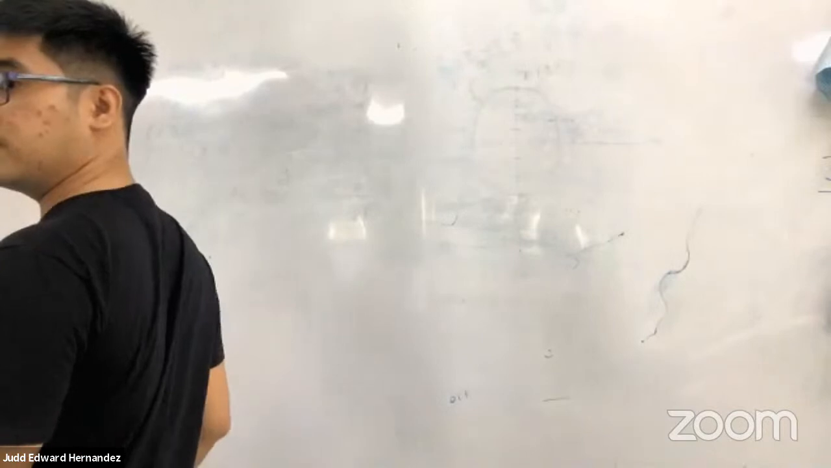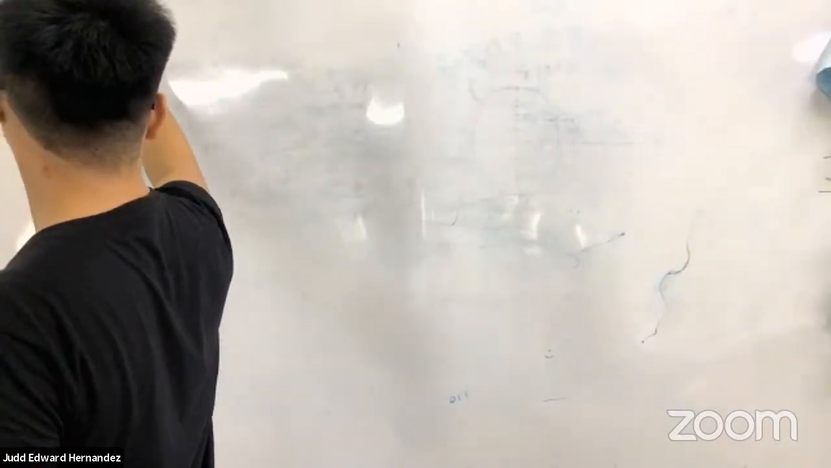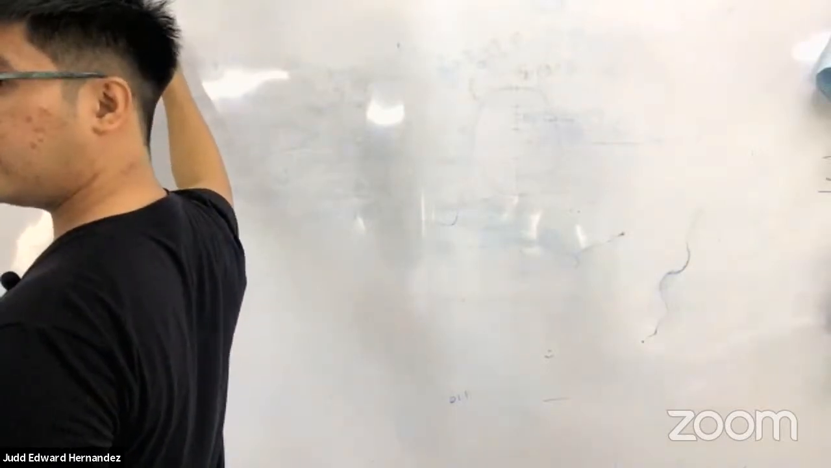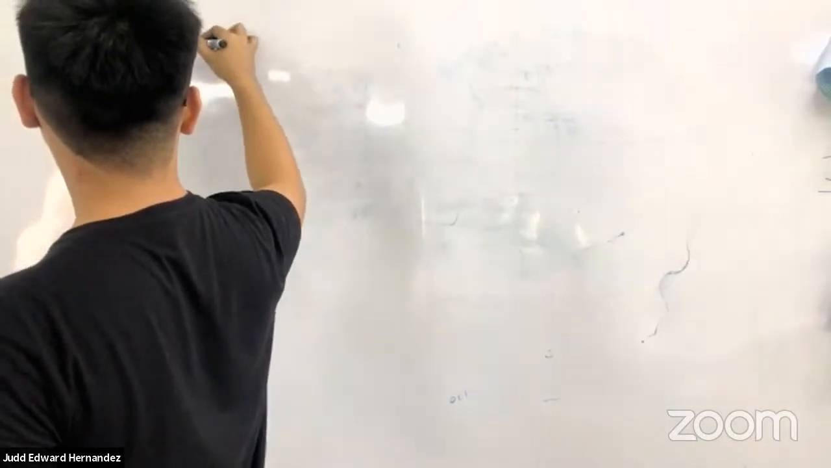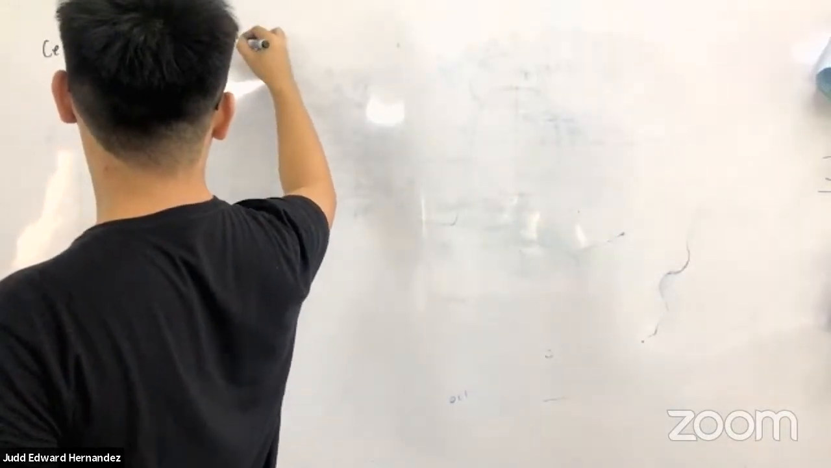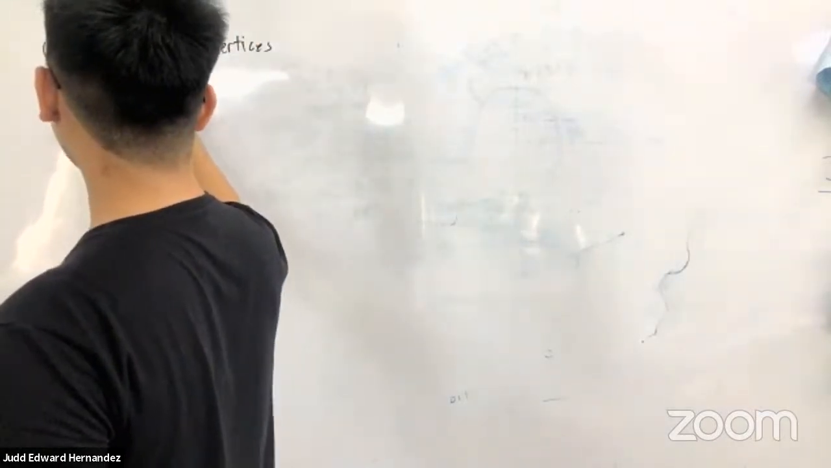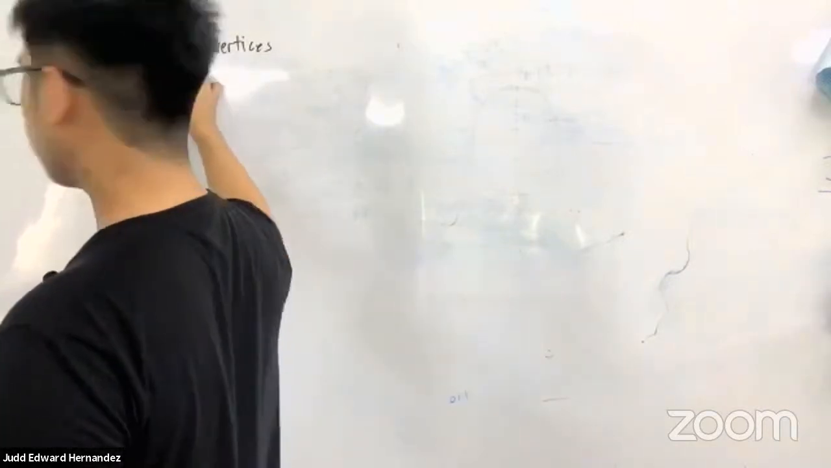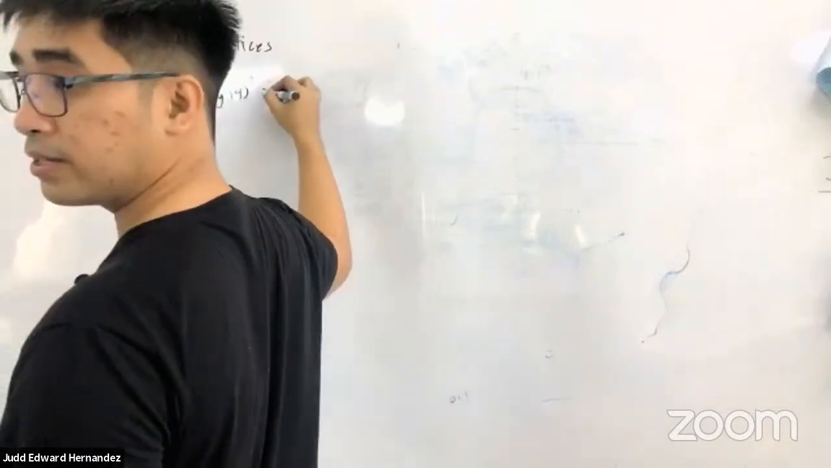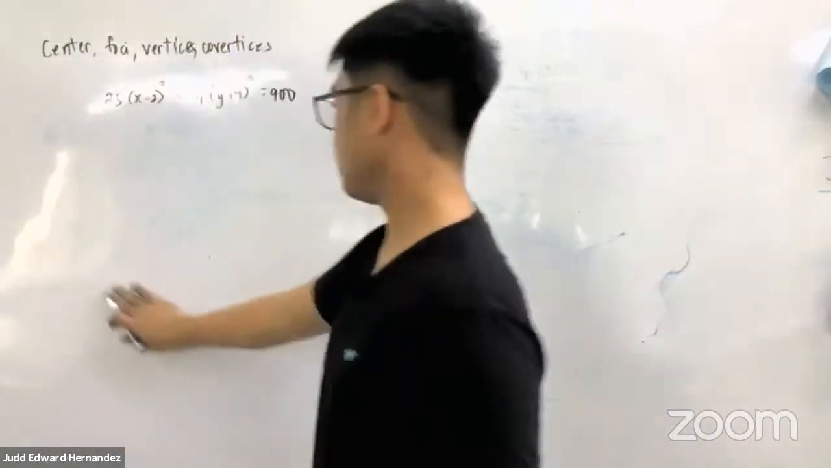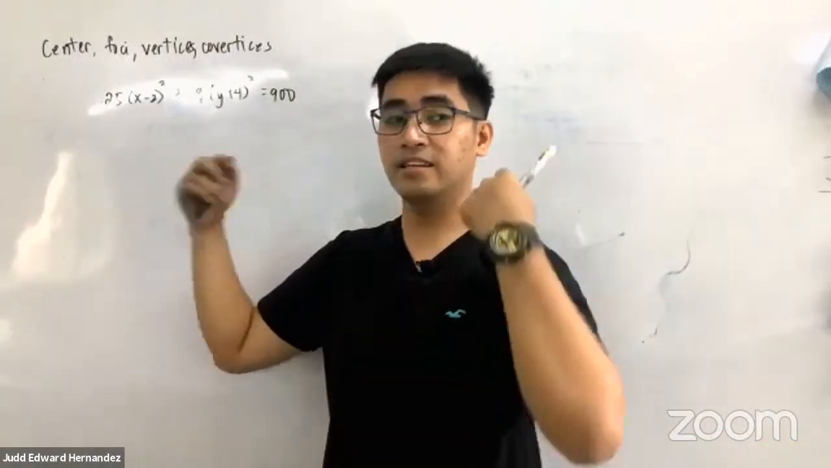Okay, for the last example, sketch daw natin, showing the center, foci, vertices, and co-vertices. So we are given 25 times x minus 2, quantity squared plus 9 times y plus 4, quantity squared is equal to 900. Okay. So, yung center natin, alam natin agad na hindi na siya located at 0, 0.